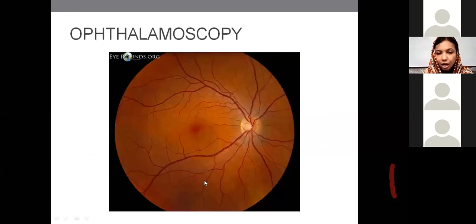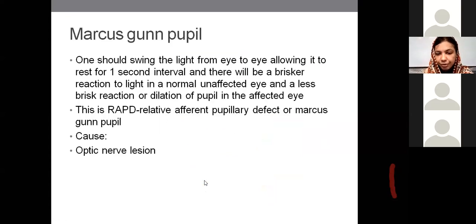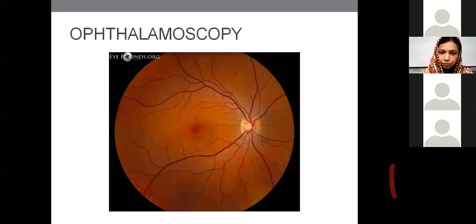This is RAPD, which is a relative afferent pupillary defect, or the Marcus Gunn pupil. And the causes include optic nerve lesion. Now moving towards the fifth part of the cranial nerve 2 examination, and that is ophthalmoscopy. This is a normal fundus picture.